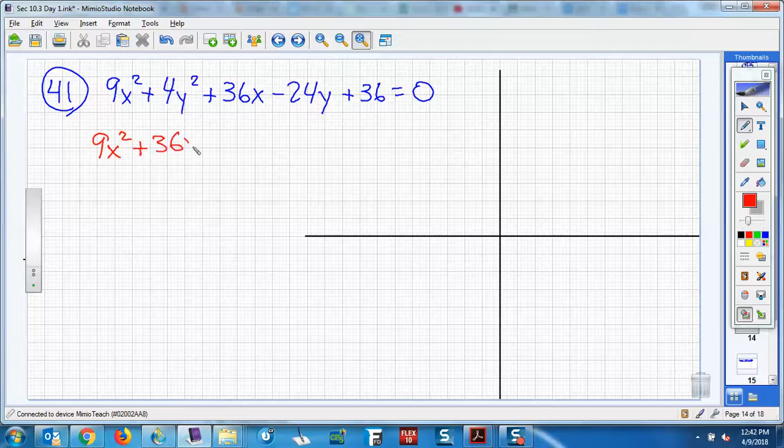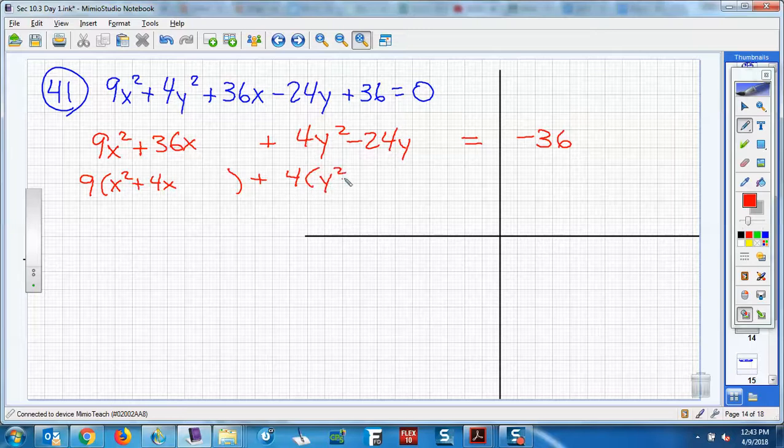Okay, so I want to get the x terms together, kind of leave myself a gap, then put my y terms, leave kind of a gap, and then move that 36 probably over to the other side. Okay, so we're going to have to be completing the square on both of them. Remember, an ellipse, just like a circle, has x squared and y squared in it. Okay, so on this one, we're going to want to take out that 9, and we're going to have x squared plus 4x plus a gap. Here we're going to want to take out that 4, and we're going to have y squared minus 6y plus a gap. And then, of course, we have our -36 over there.